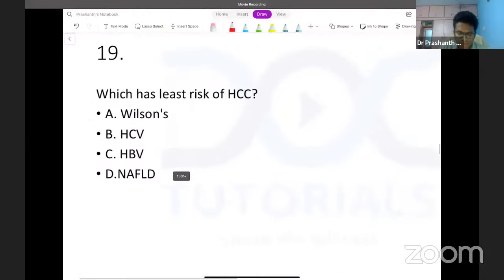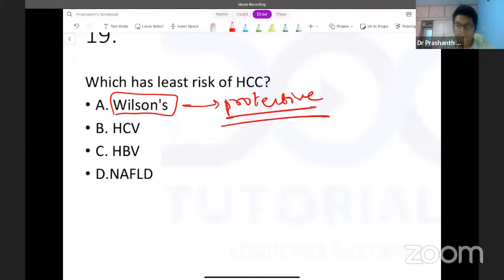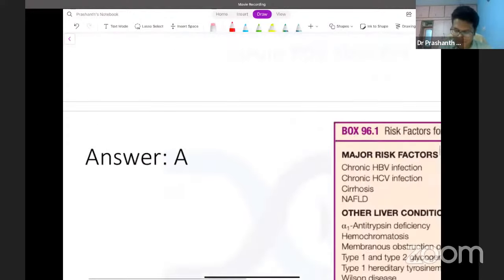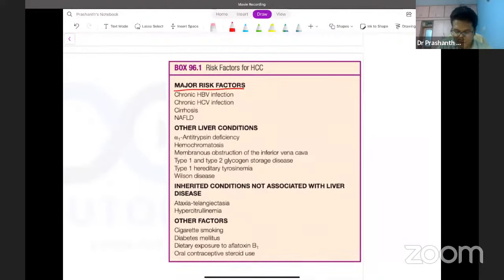Next is, which among the following has least risk of HCC? Initially, maybe 20 years ago, most of the studies were telling that Wilson's disease is actually kind of protective because of some mechanism. But of late, you have enough case reports of HCC in Wilson's, but compared to the other three, it may not be that major a risk factor. That is clearly elucidated in this particular table of HCC, where you have major risk factors and other liver diseases, where Wilson's disease has come off in the table.